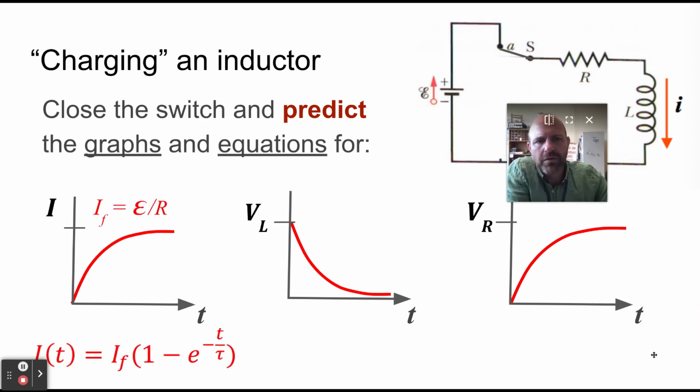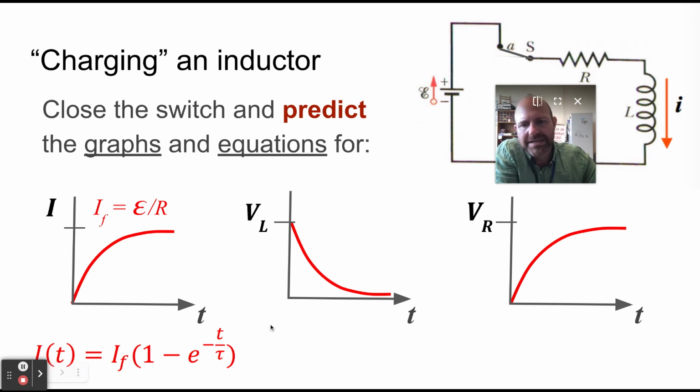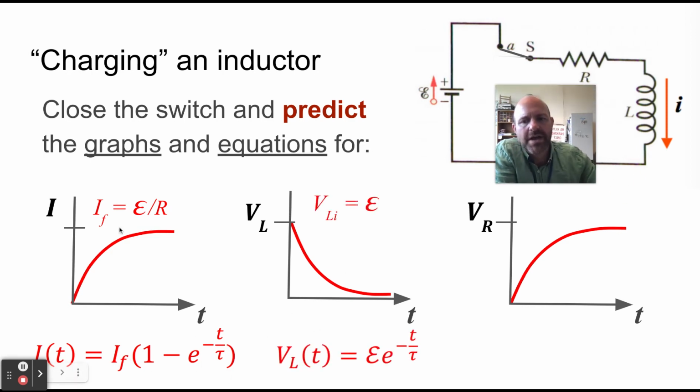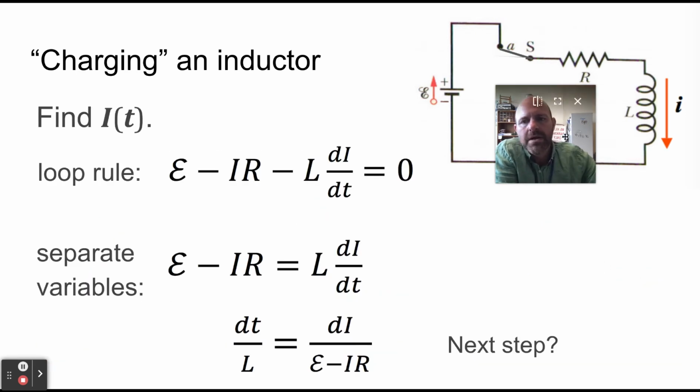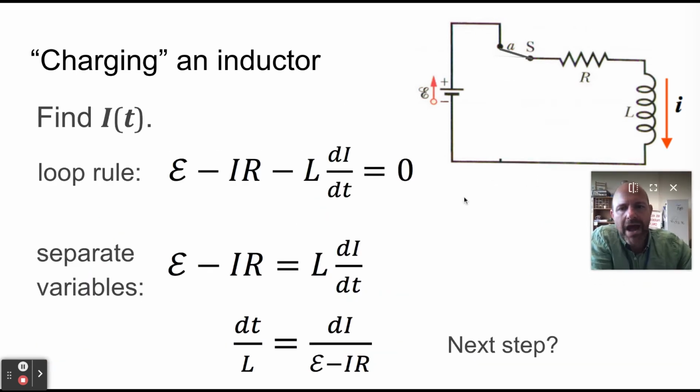The format or formula for this is that e to the negative t over tau relationship, 1 minus that, times I final. We've got the EMF of the battery as the initial value decaying down to 0. And then for the voltage of the resistor, we've got, again, EMF times 1 minus e to the negative t over tau. So the big thing is finding the tau value.